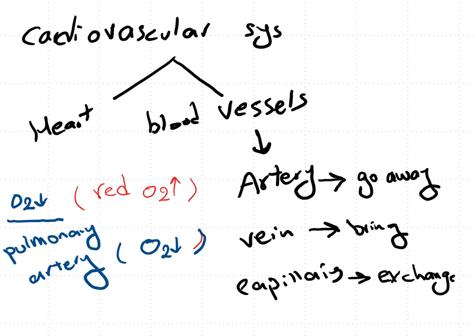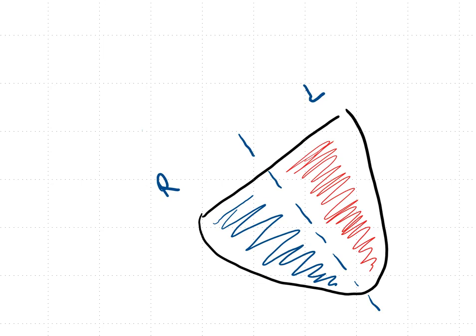Most of the arteries carry oxygenated blood, but there are some exceptions, and most of the veins carry deoxygenated blood, and there are also some exceptions for veins. So let's look at the heart. We can divide our heart into two sides, right side and left side. The right side receives deoxygenated blood from our body, and the left side receives oxygenated blood from our lungs.